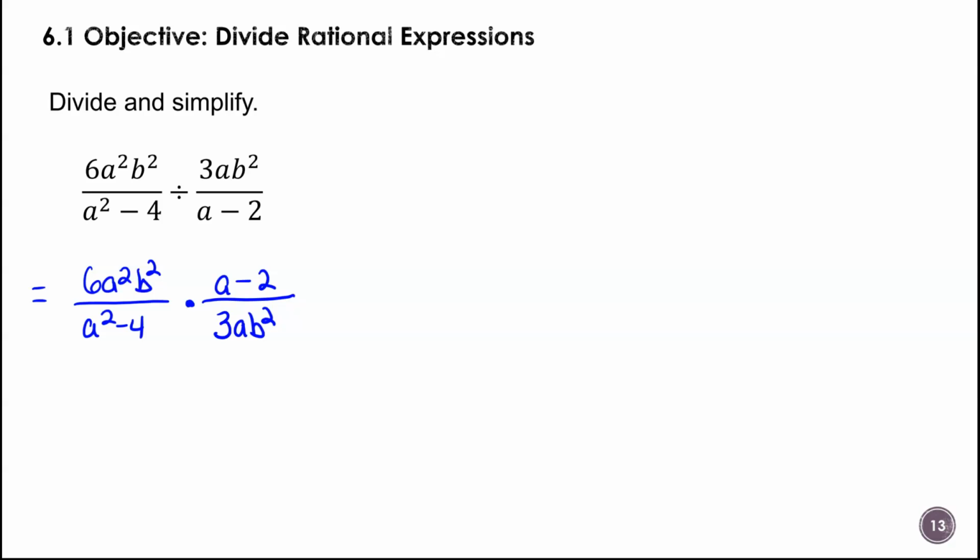Okay, so on this one, I don't need to factor a whole lot, but I'll do some factoring. So on the 6, I'm going to make that a 2 times 3. I'm going to make it a times a minus 2. And then in the denominator, I'm going to factor the a squared minus 4. That's a difference of squares. And then that's times 3 times a times b squared.